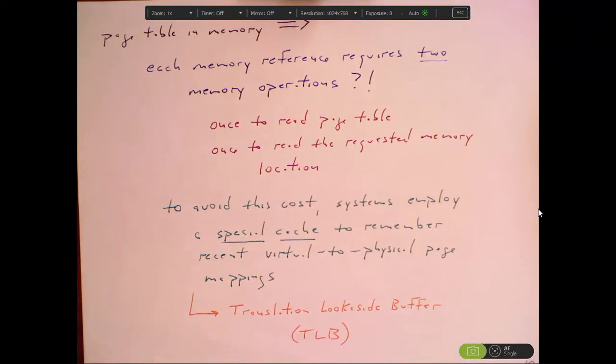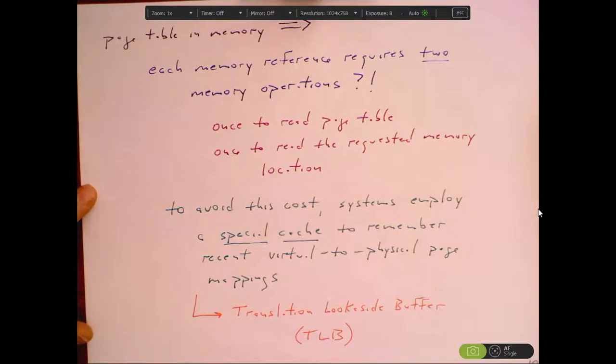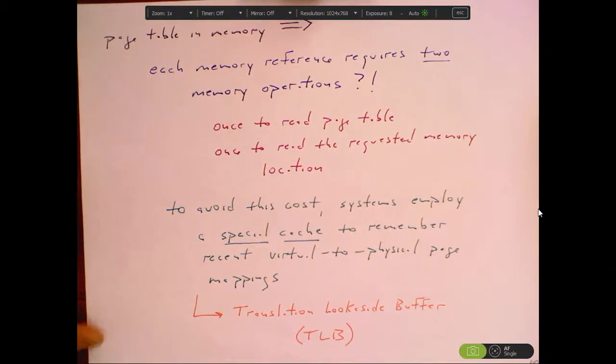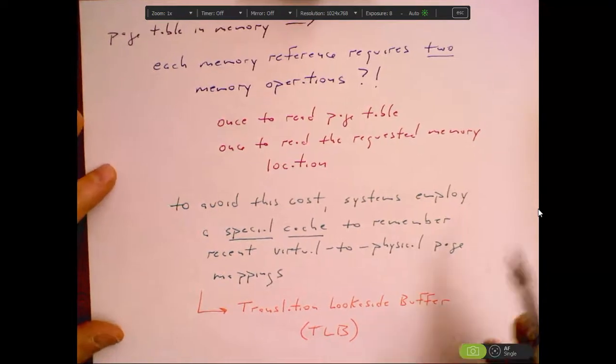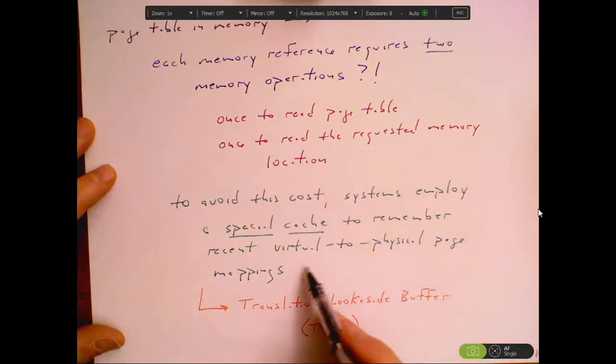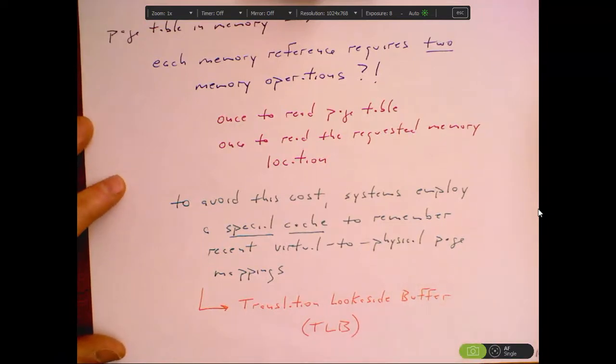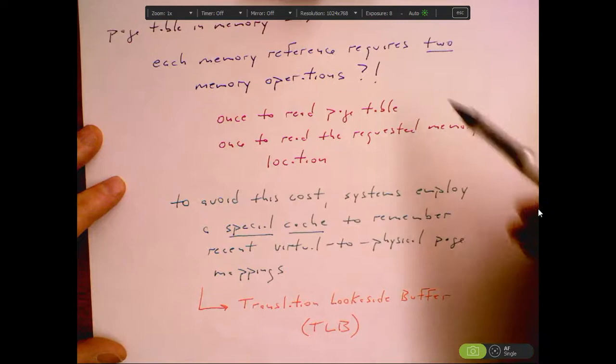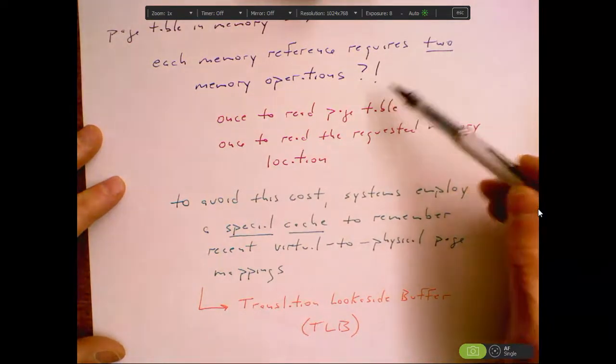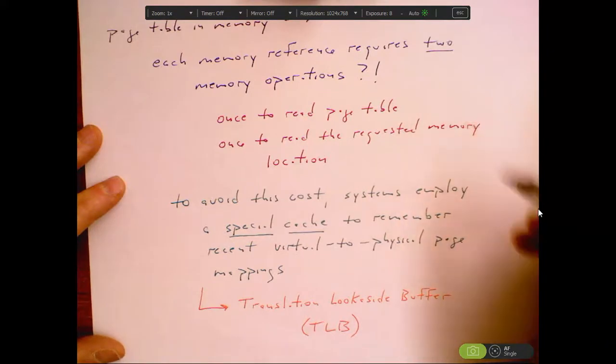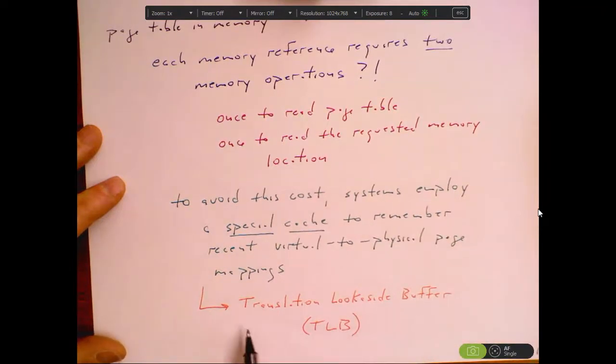Well, the solution here is to employ a special cache to remember those recent virtual to physical page mappings. So in a very high-speed memory, a special cache, we can keep recent mappings of virtual to physical page numbers and reduce that, rather than two memory operations for every memory reference, to 1 plus some small epsilon, depending on how well this cache works. This cache has, of course, a complicated name, as we like to do in the computer industry. It's called the translation lookaside buffer, and usually most people talk about it as the TLB.